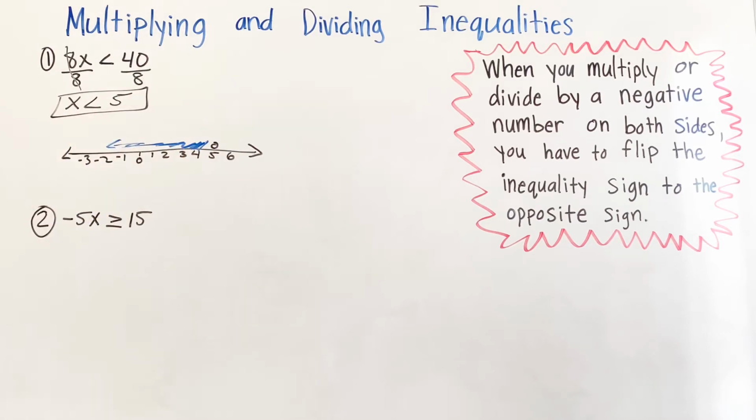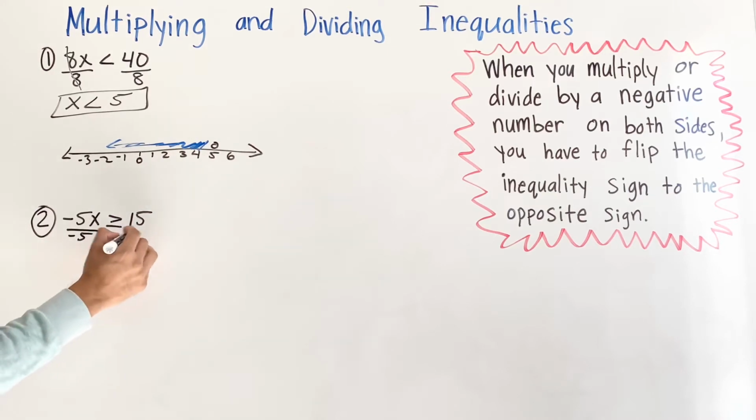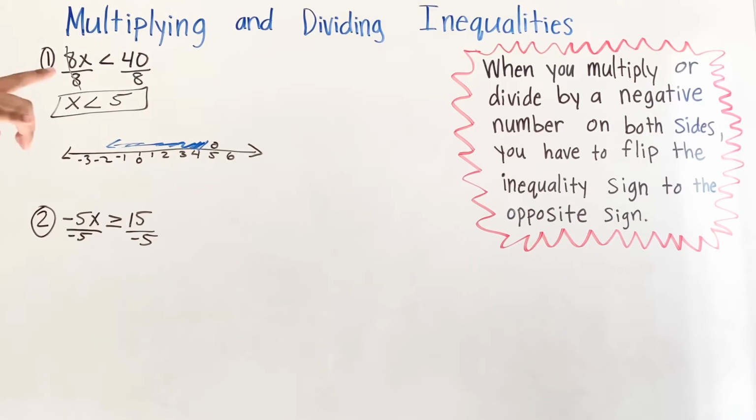For number 2, you have negative 5x is greater than or equal to 15. So we're going to divide by a negative 5. Whatever we do on one side, we have to do on the other side as well. And this is where the rule comes in handy. When you multiply or divide by a negative number on both sides, you have to flip the inequality sign to the opposite sign. So this is going to cancel, and it's going to leave x by itself. But since we divided, we flip the sign.